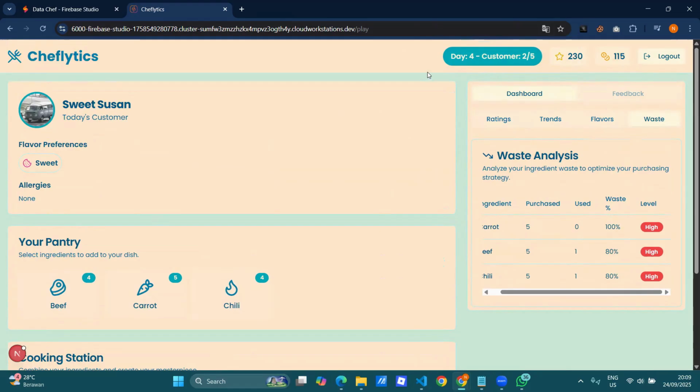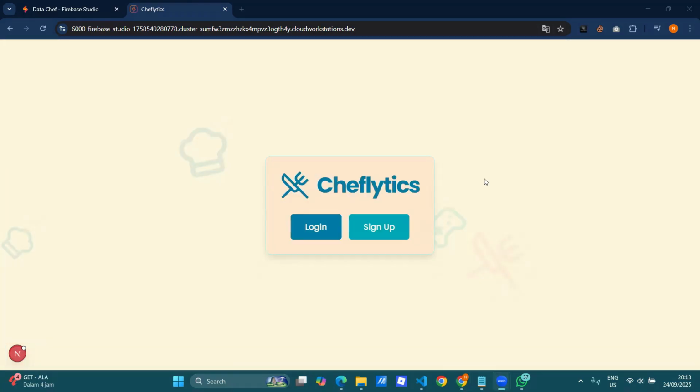Okay, and then the last is the logout button, to log out and go to the landing page.